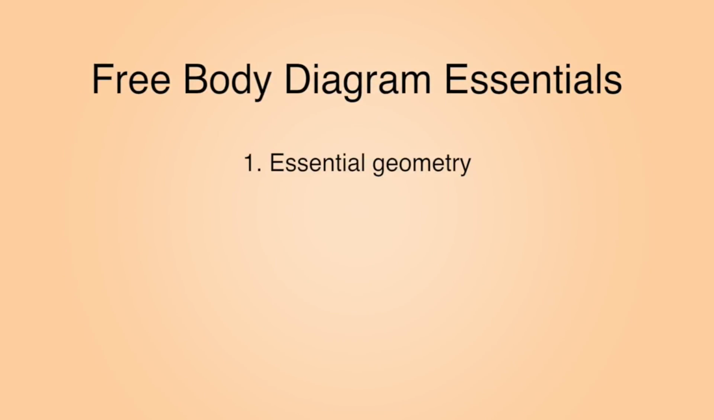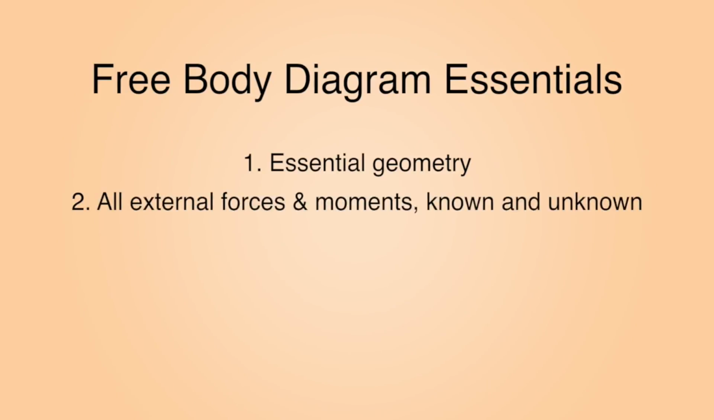Essential geometry could be distances, could be angles, could be shapes. The second thing then is to look at the borders of that free body diagram and put in every external force and moment that exists. These are the external forces, and these will be either known ones, for example, gravity or weight, or unknowns, which would be the things you normally have to solve. And the final and last thing you have to have on here is the coordinate system. This is really a contrivance to make sure that you do your analysis correctly and that someone else looking at it can also see what you've done.